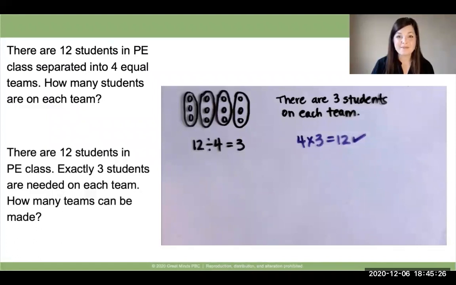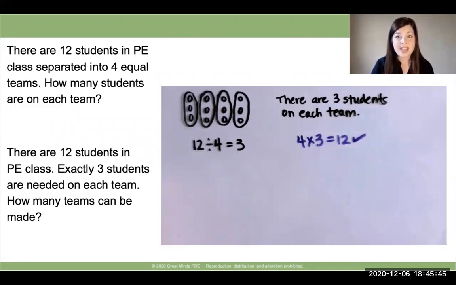Let's revise the story a bit. Now there are still 12 students in PE class. Exactly 3 students are needed on each team. How many teams can be made? Do we need to draw a new array for this problem? Why or why not? Pause the video to explain your thinking.